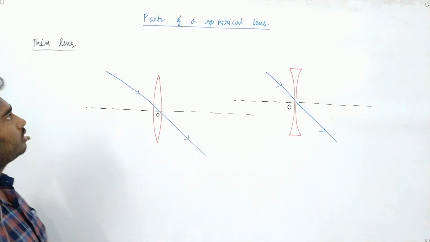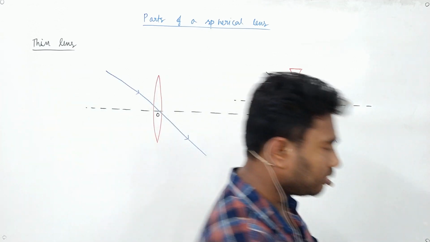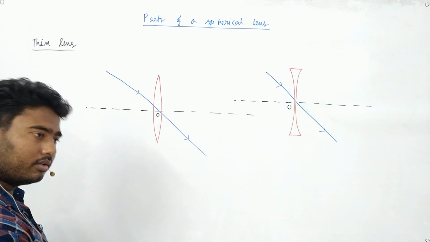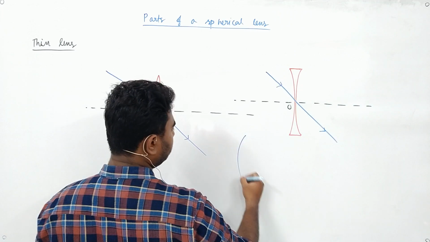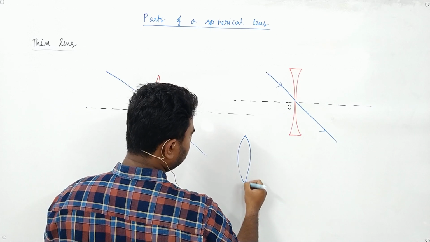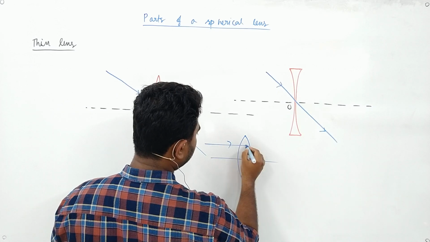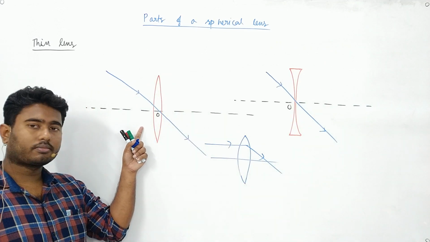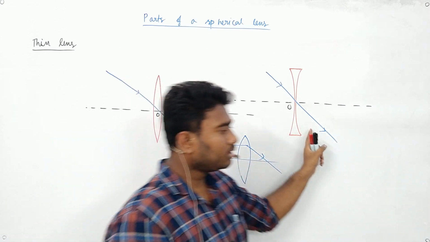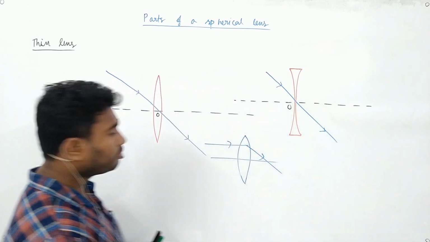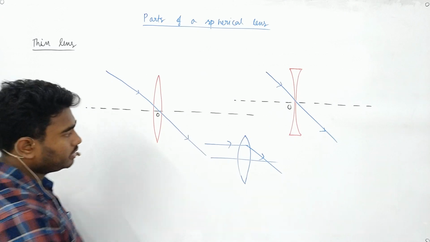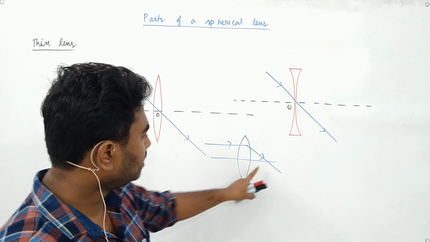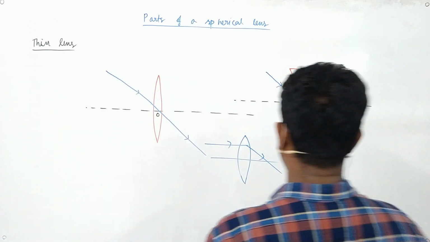Yes, sir. So what do you mean by undeviated? Undeviated means they will not bend. What happened in the previous diagram? In the previous diagram, a ray of light coming in this direction was actually bending, right? But is it bending here? No. Is it bending here? No. So as it is not bending in both of the cases, that means the ray of light is passing undeviated in both of the cases, but it is deviating in this case.